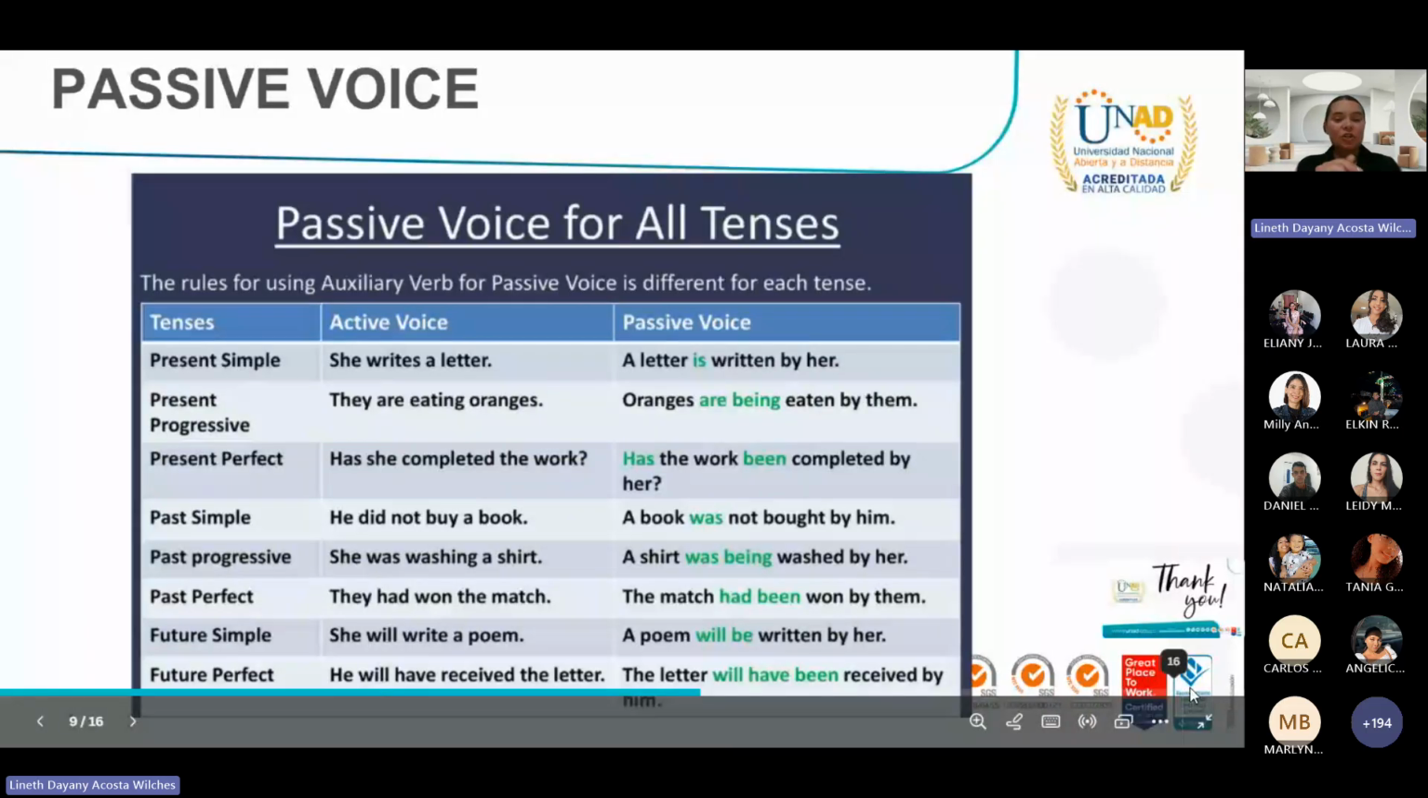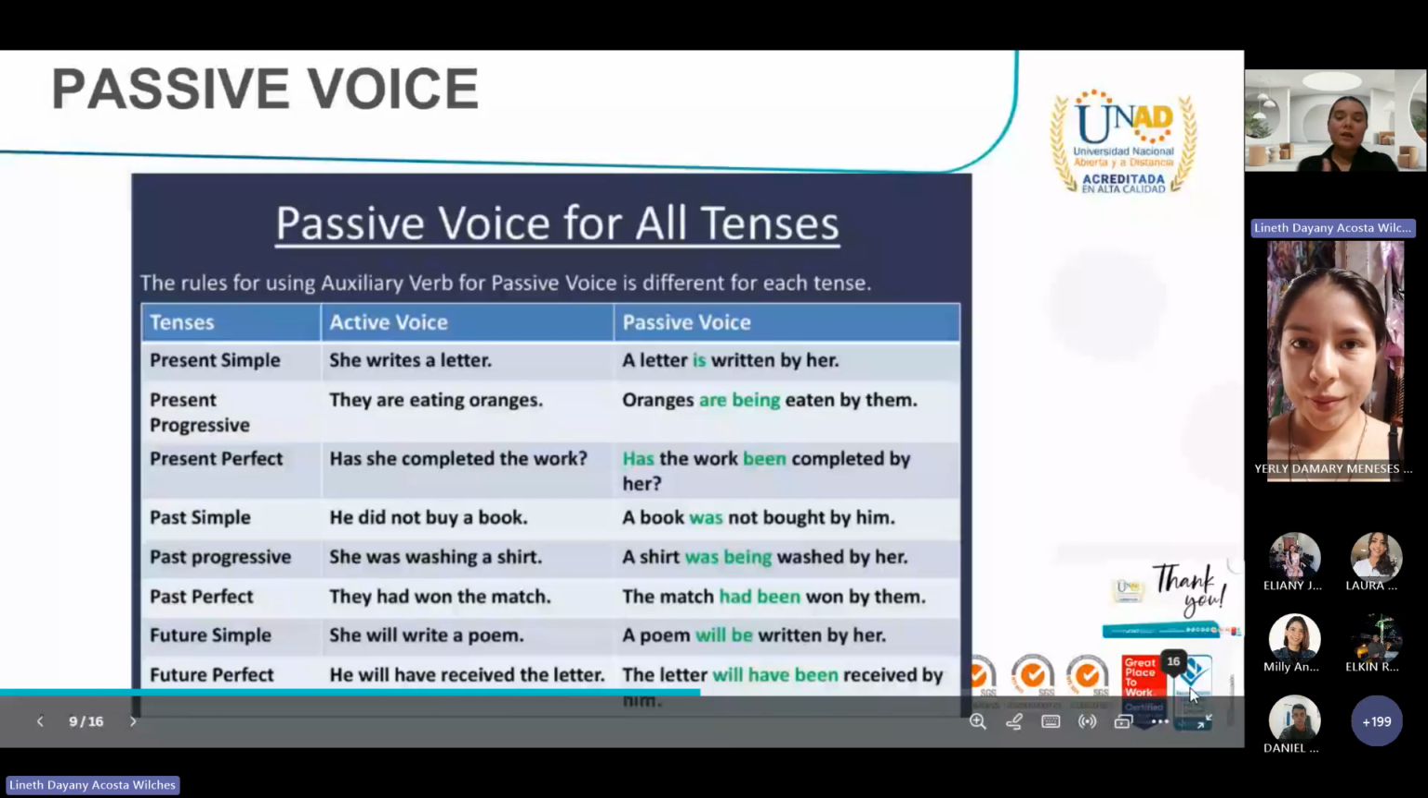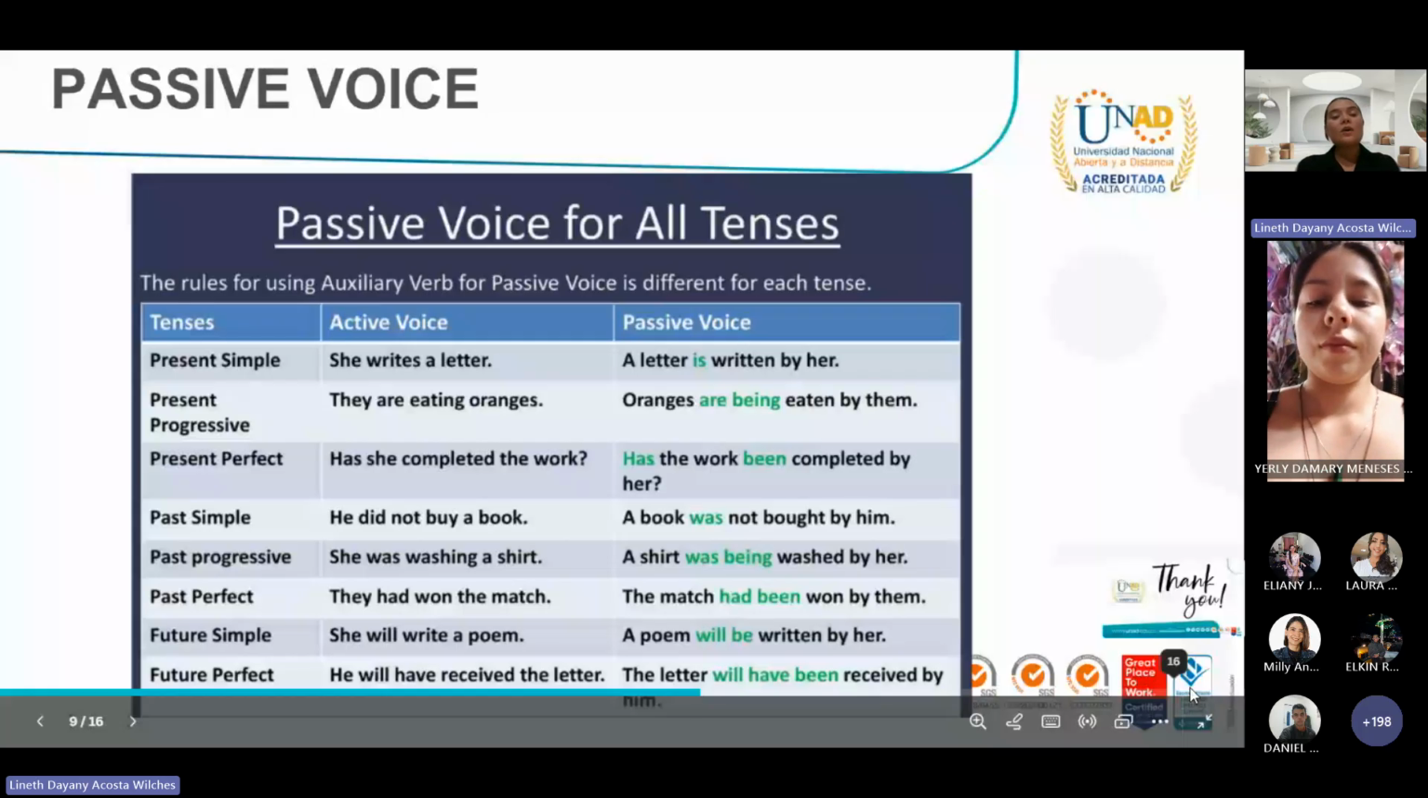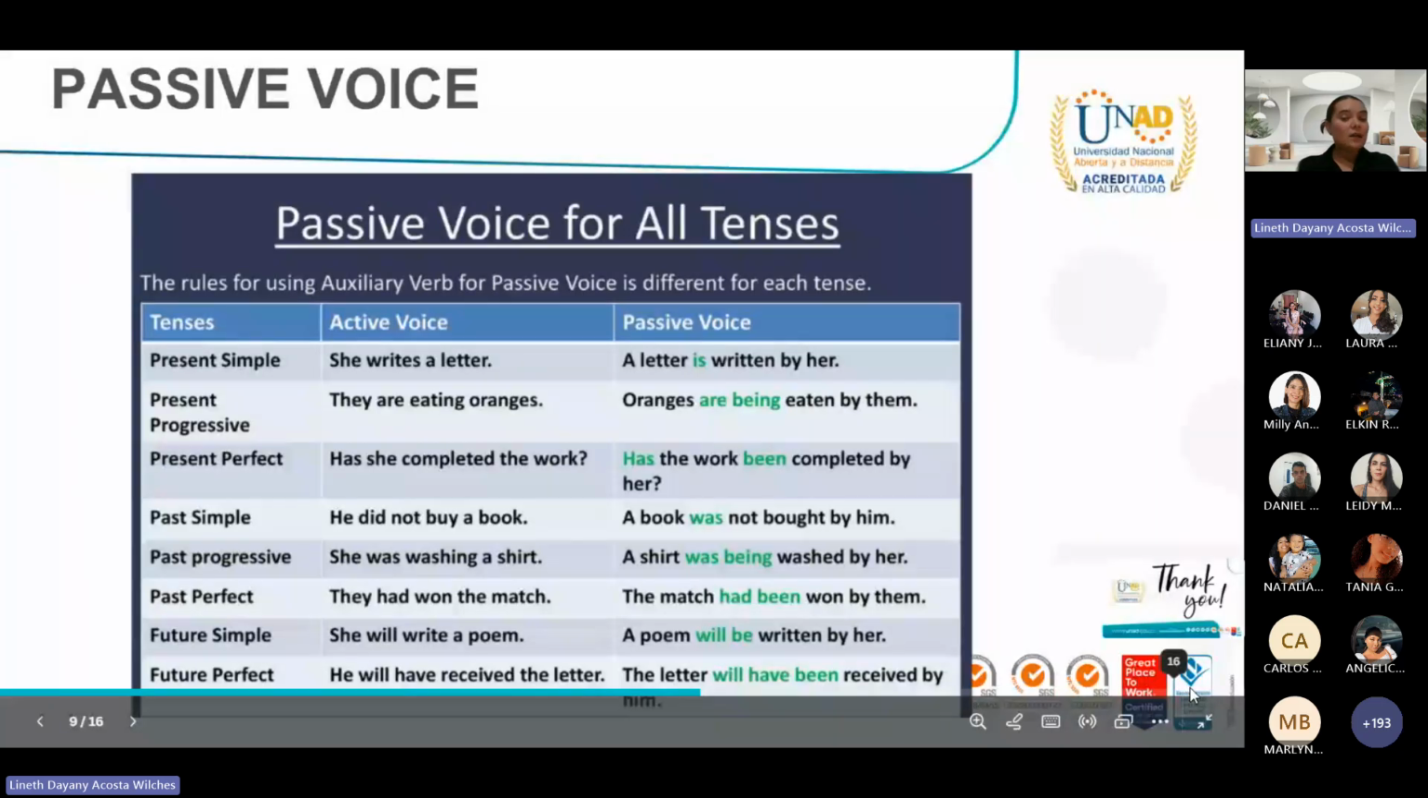"Has she completed the work? Has the work been completed?" The rule here is that you have to add the verb to be, yes or yes. There is not an option. According to the tense, for example past progressive: "she was washing a shirt. A shirt was being washed by her." Why "being"? Because it is past progressive, so we need the -ing to indicate that we're talking in that verbal tense. The same applies to past perfect, future simple, and future perfect.